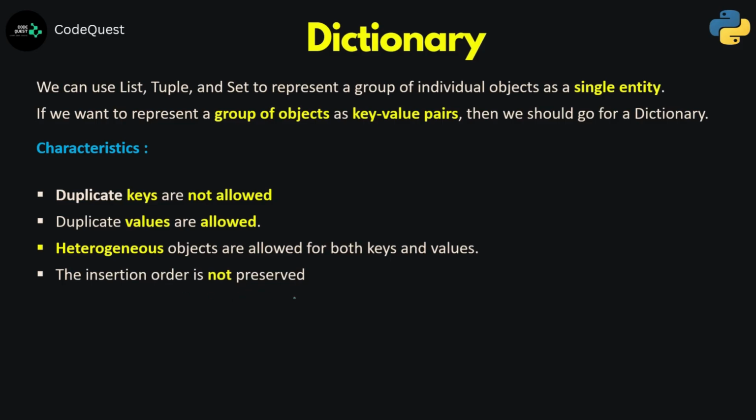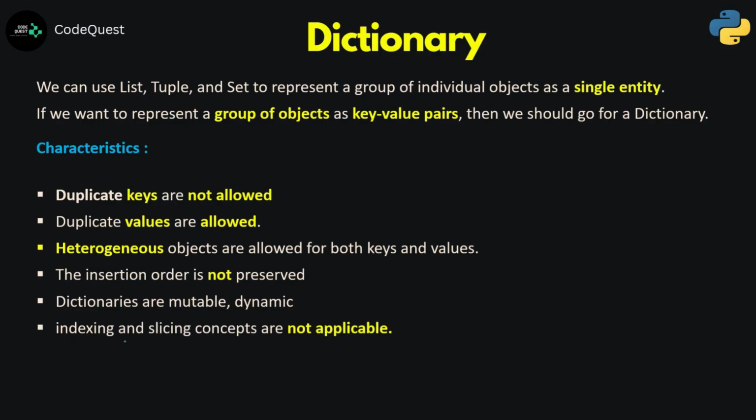Insertion order is not preserved. As we keep on adding some element, we do not guarantee where exactly the elements are going to be stored. Now, dictionaries are mutable. I mean, we can make the necessary changes. We can add some new elements. You can delete the existing element. So, hence we can say it is dynamic in nature. It can grow or it can shrink according to our operations. Now, indexing and slicing concepts are not at all applicable for your dictionary.